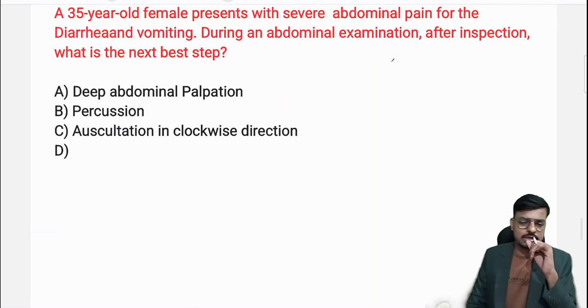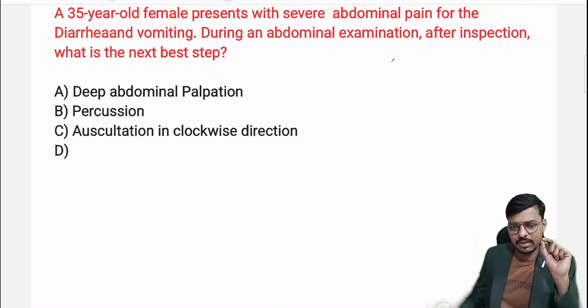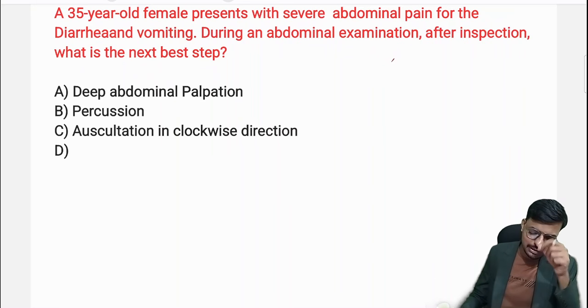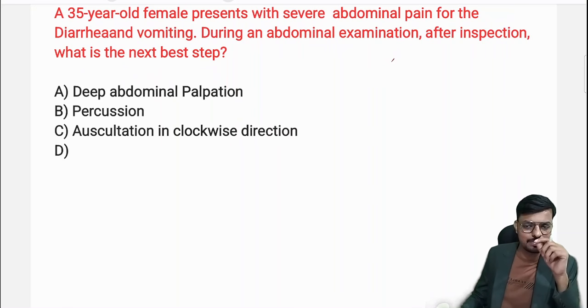Yes, here is the question. A 30-year-old female presents with severe abdominal pain, diarrhea and vomiting. A simple question, just twisted and asked in the question. A 35-year-old female presents with severe abdominal pain, diarrhea, and vomiting, and during the abdominal examination, after inspection, what is the next best step the nursing officer should do here?